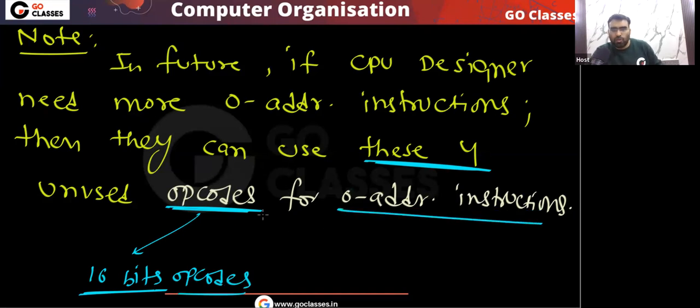Basically, there is no more that you can do. You cannot go further. Zero is the minimum limit. In an instruction you can have 0 operand, 1 operand, 2 operand, 3 operand. So the minimum is 0 operand. So in the future, if you want more zero address instructions, then you can use these opcodes for zero address instructions. Is this clear?